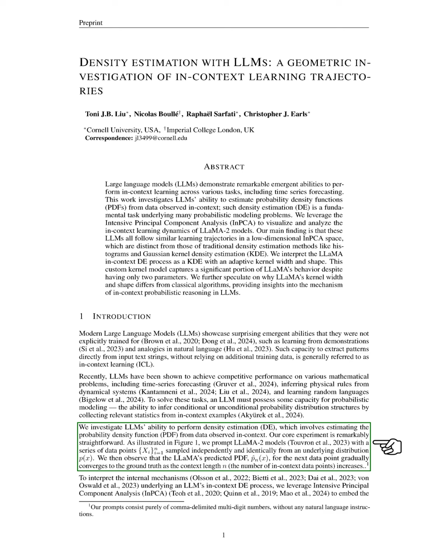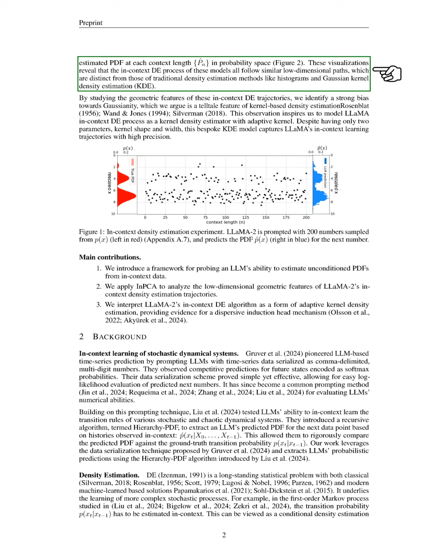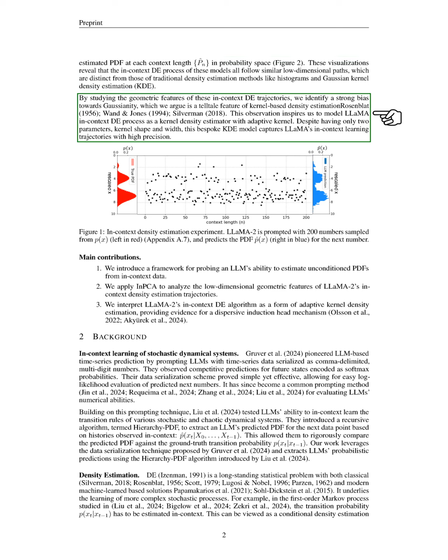To understand how LLMs carry out in-context DE, we use intensive principal component analysis, InPCA, to visualize the estimated PDFs at different context lengths. These visualizations show that the process of these models follows similar low-dimensional paths, differing from traditional methods like histograms and Gaussian kernel density estimation. By examining these paths, we notice a strong tendency towards Gaussian shapes, which we suggest is a characteristic of kernel-based density estimation. This leads us to model Llama's DE process as a kernel density estimator with adjustable parameters.